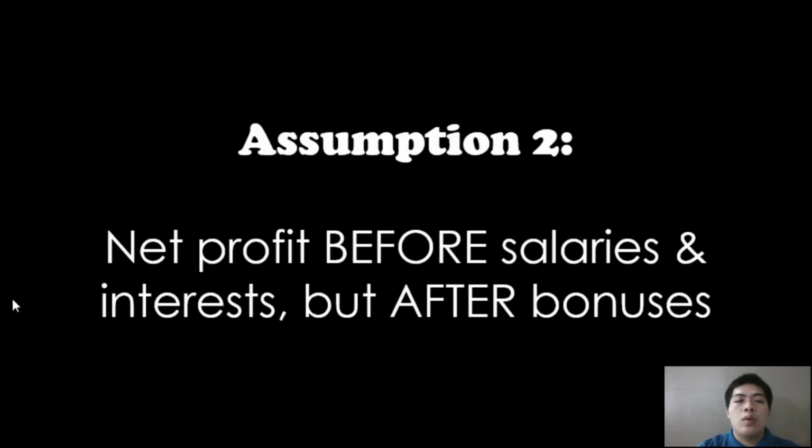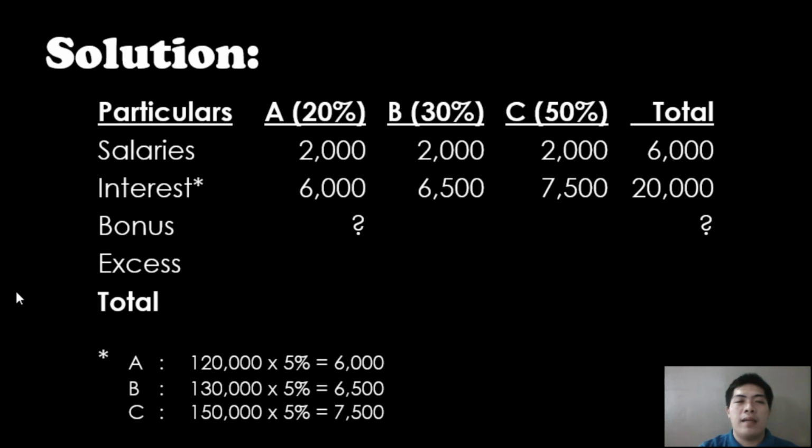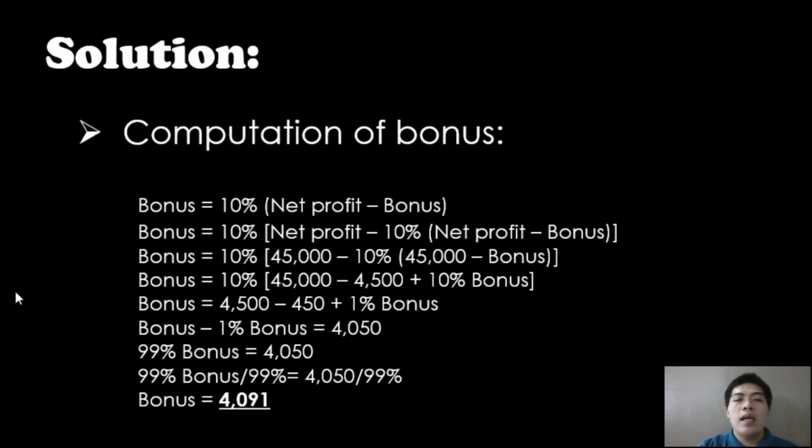Then, assumption 2. Net profit before salaries and interest but after bonus. Okay. So, paano yan i-apply? So, the same pa rin yung ating presentation. Ganyan pa rin. We have to compute for the bonuses. So, yung computation, ganito. Yung bonus daw is 10% of the net profit after bonus. So, yung net profit, meron tayo ditong minus bonus. Yun yung ating computation ng bonus. 10% ng difference ng net profit tsaka bonus.